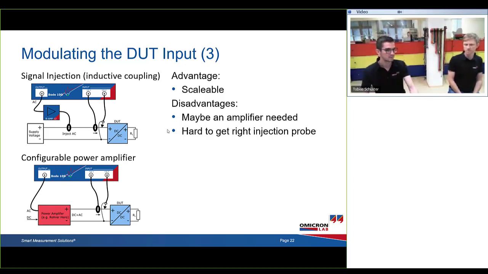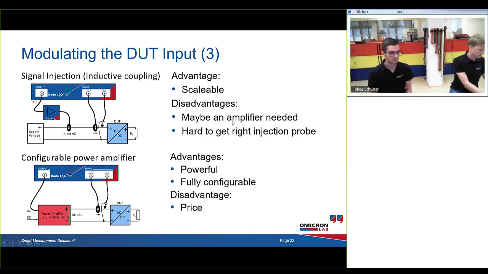An really easy setup would also be a power amplifier, but they are pretty expensive. So the advantages are that they are very powerful and fully configurable, depending on what you have. The disadvantage is that they are pretty pricey.